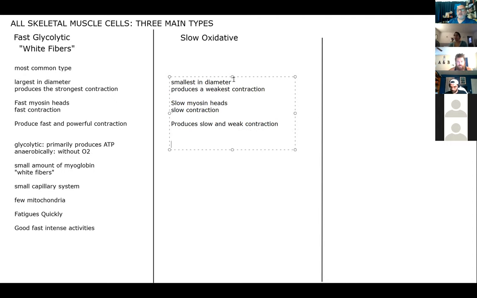However, there's the other part of its name, oxidative. Which means what? Produces ATP with oxygen. Exactly. It primarily produces ATP aerobically, which of course means with oxygen. Now, if it is going to produce ATP with oxygen, how much myoglobin do we want in this muscle cell? Lots. Yeah.